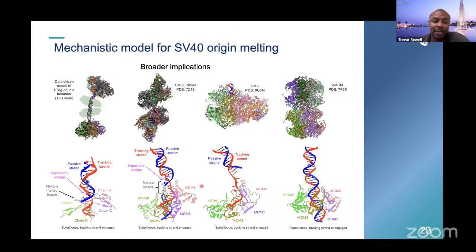I don't think it is, because we have shown this staircase and this hydrogen bond pattern that competes and triggers the melting. But also in human and yeast CMG, you see this staircase conformation with the MCM DNA binding loops, and they present an equivalent histidine that can destabilize the eukaryotic origin, which is completely different from the SV40 origin. So I don't think it's sequence dependent.